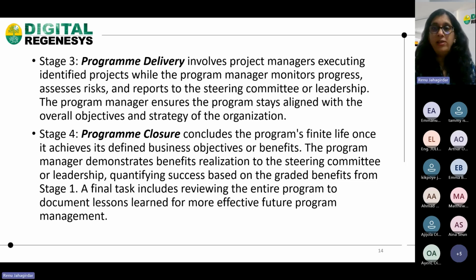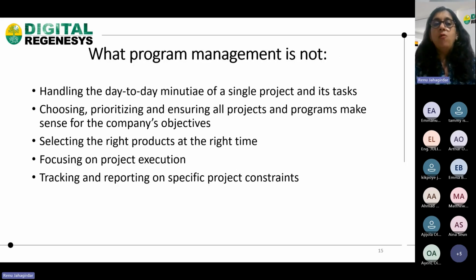But inside all these 4 stages, there is a lot of rigorous task involved, because a program is made up of a number of projects which are interlinked with each other. And when you consider a program, that means you are considering all the details of all the projects. That's why these 4 stages are very, very important. Now, very important for us to understand is what program management is not.